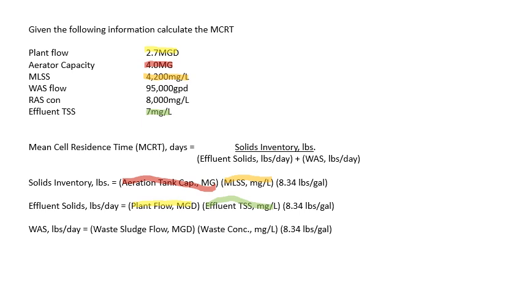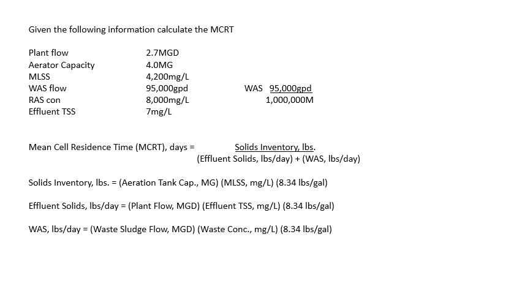And your WAS pounds per day is going to be the waste sludge flow, which is in million gallons a day. Notice they gave us the flow in gallons per day, so you're going to have to convert that 95,000 gallons per day into million gallons a day. And then your waste concentration. In the question, it didn't give us waste concentration. It gave us return activated sludge, which is the same thing as your waste concentration. So your waste concentration is 8,000 milligrams per liter of your RAS concentration times 8.34 pounds per gallon.